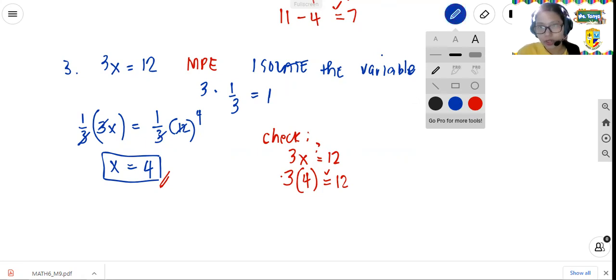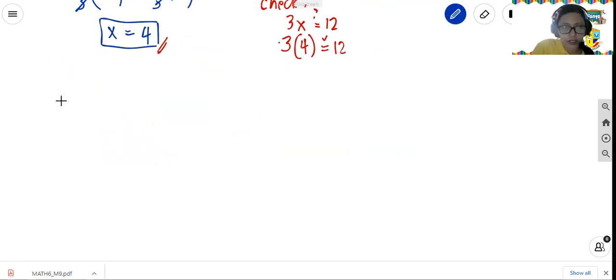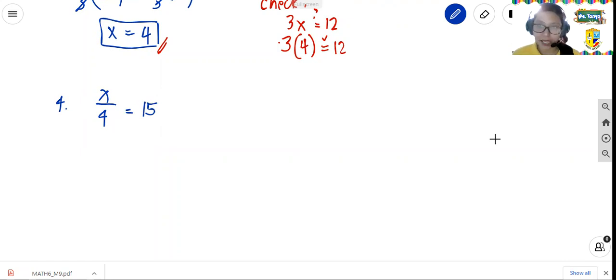Let's practice more so that you will have a thorough understanding of this. Let's have x over 4 is equal to 15. By looking at it, we can't use the addition property of equality here because we can't see addition or subtraction. But what we have here is division, because x over 4 is division. But it's also multiplication in a sense, because it's also 1/4 times x. So we can use the multiplication property of equality here. And again, we need to isolate the variable.